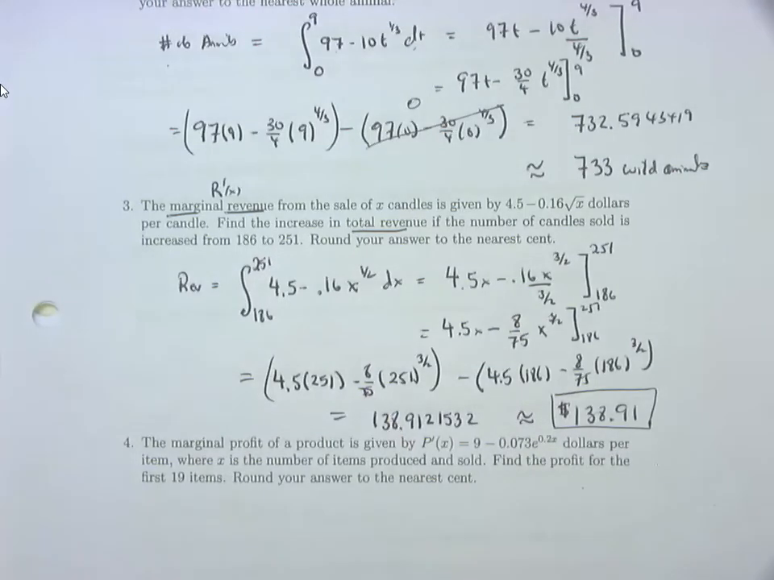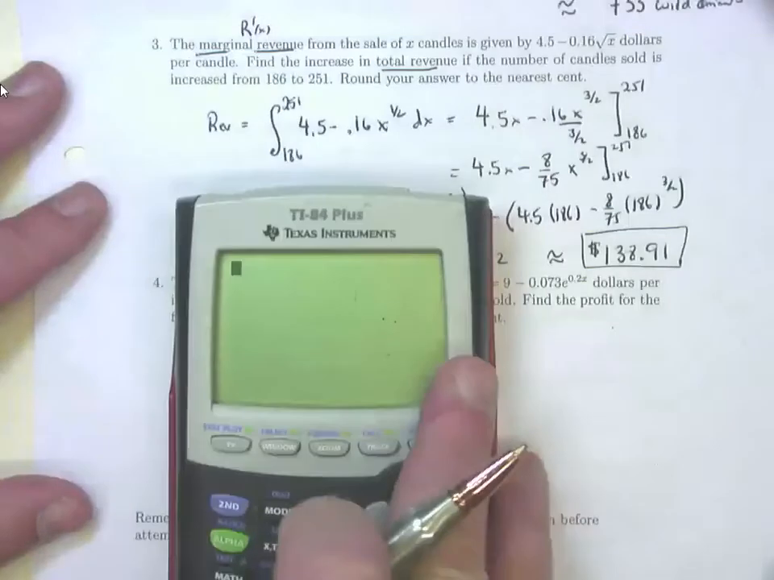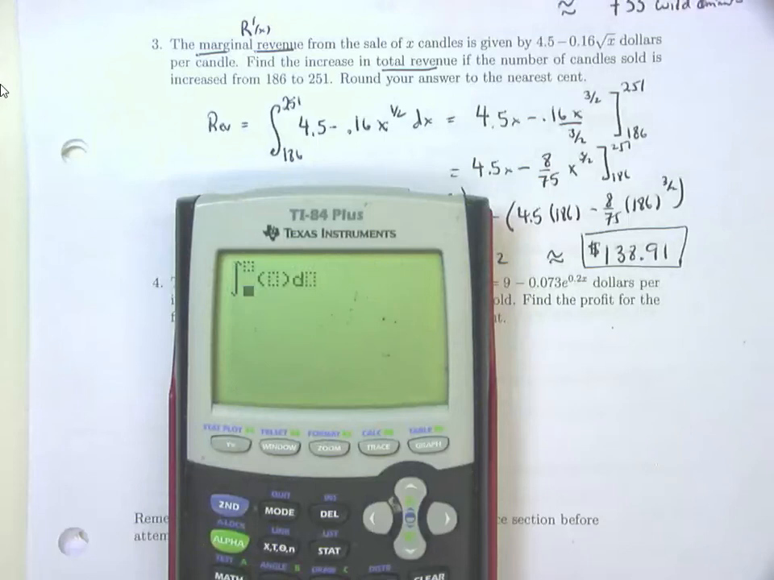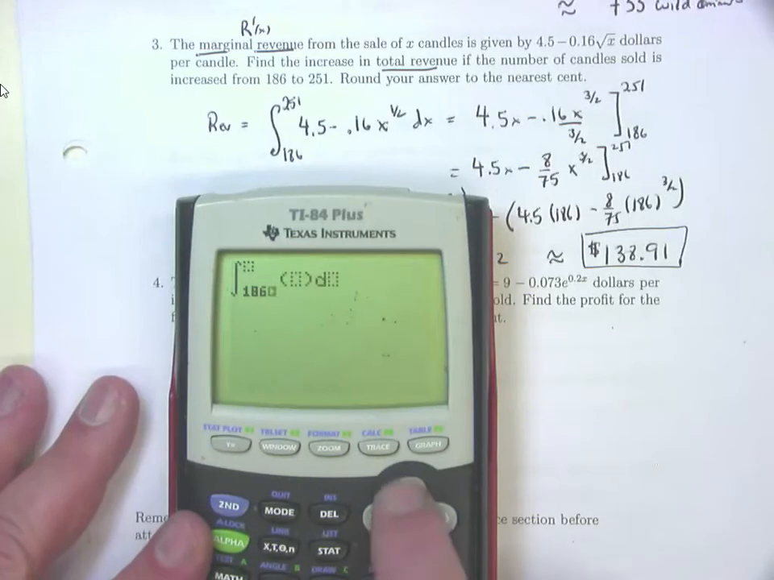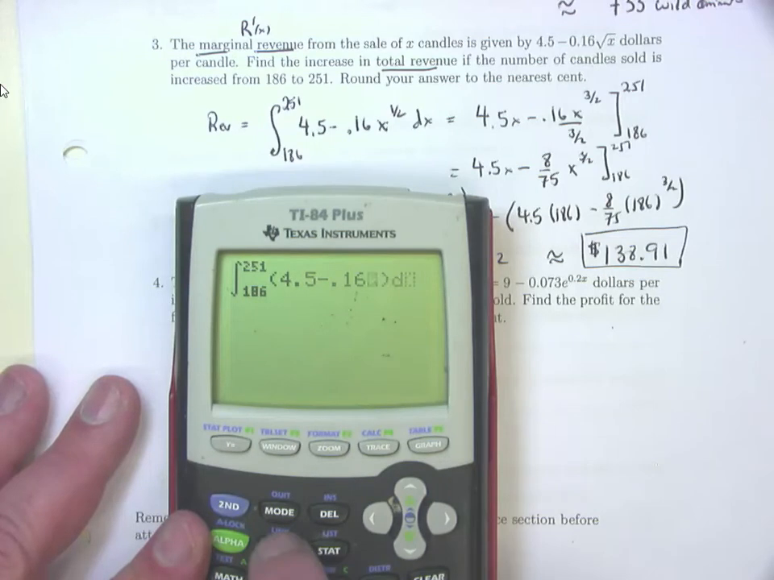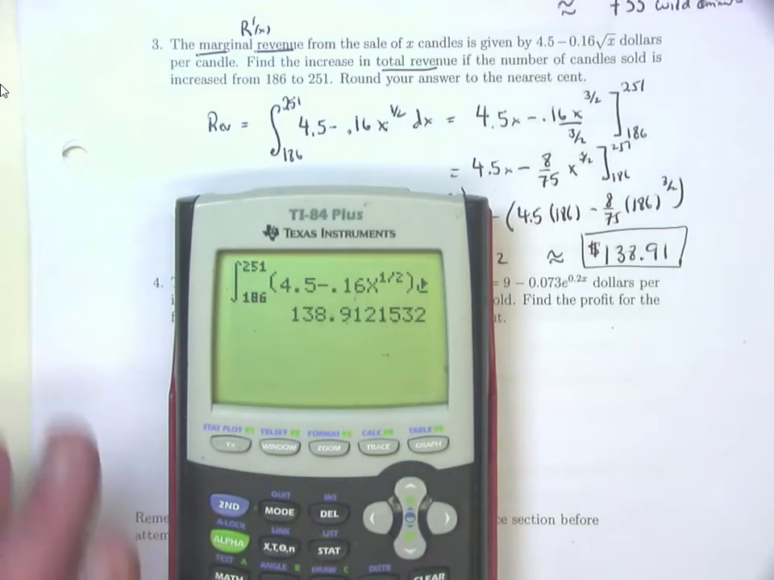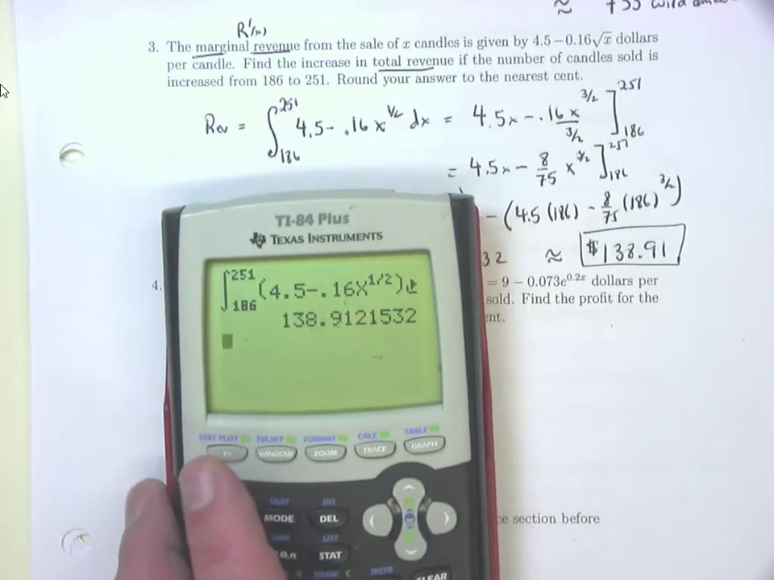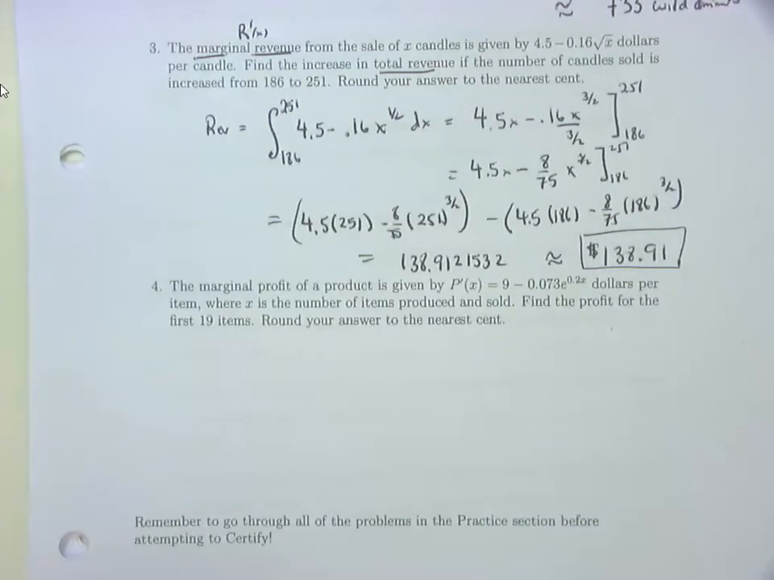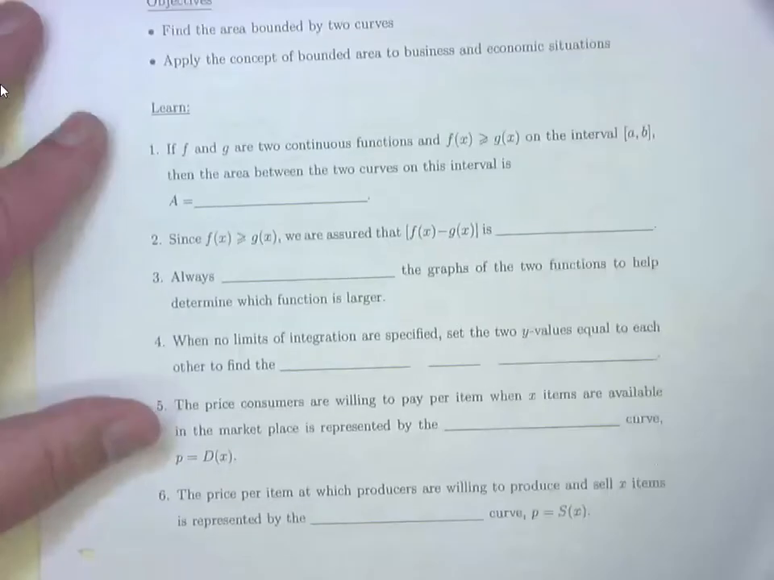But my question is, are you confident in your answer on this thing? Oh, never. So what am I going to do? Math number 9: integral from 186 to 251 of 4.5 minus 0.16 x to the 1/2 power dx. And I'm feeling better about my answer all the time.